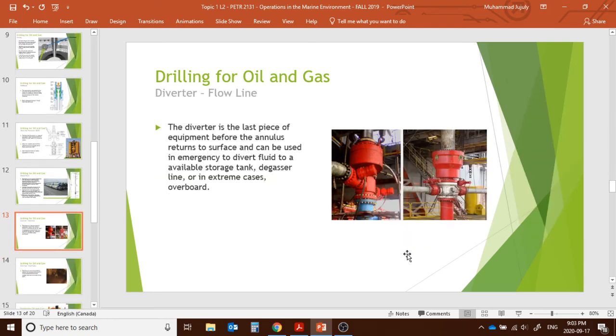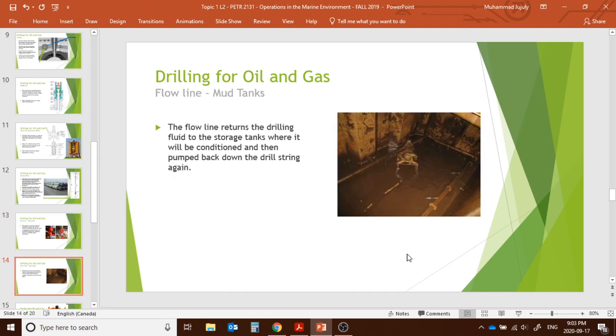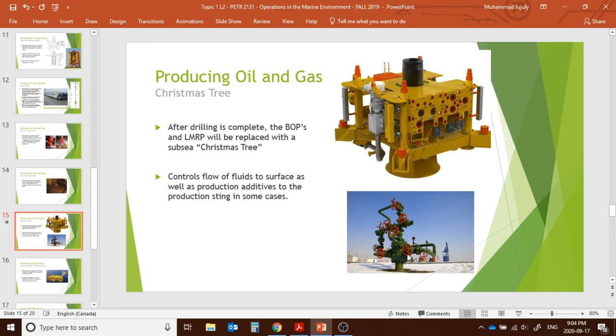Diverter and the flow line. The diverter is the last piece of equipment before the annulus returns to the surface, and it can be used as an emergency diverter. So it is also a type of safety device. We use that in extreme cases to divert overboard. Flow line and the mud tank. The flow line returns the drilling fluid to the storage tank. It is a type of pipeline where we put mud.